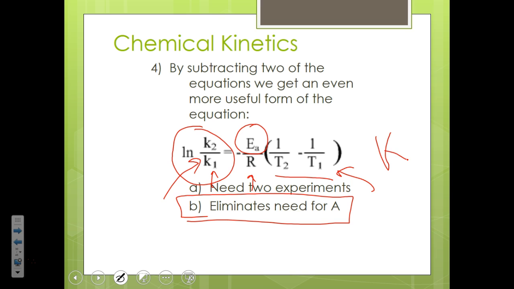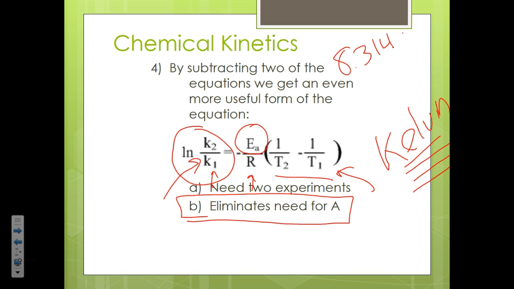Remember, temperature is in Kelvin. Okay, that's important. And then R is just the universal gas constant in energy, 8.314 joules per mole Kelvin. And so that means that you can calculate activation energy fairly straightforwardly.